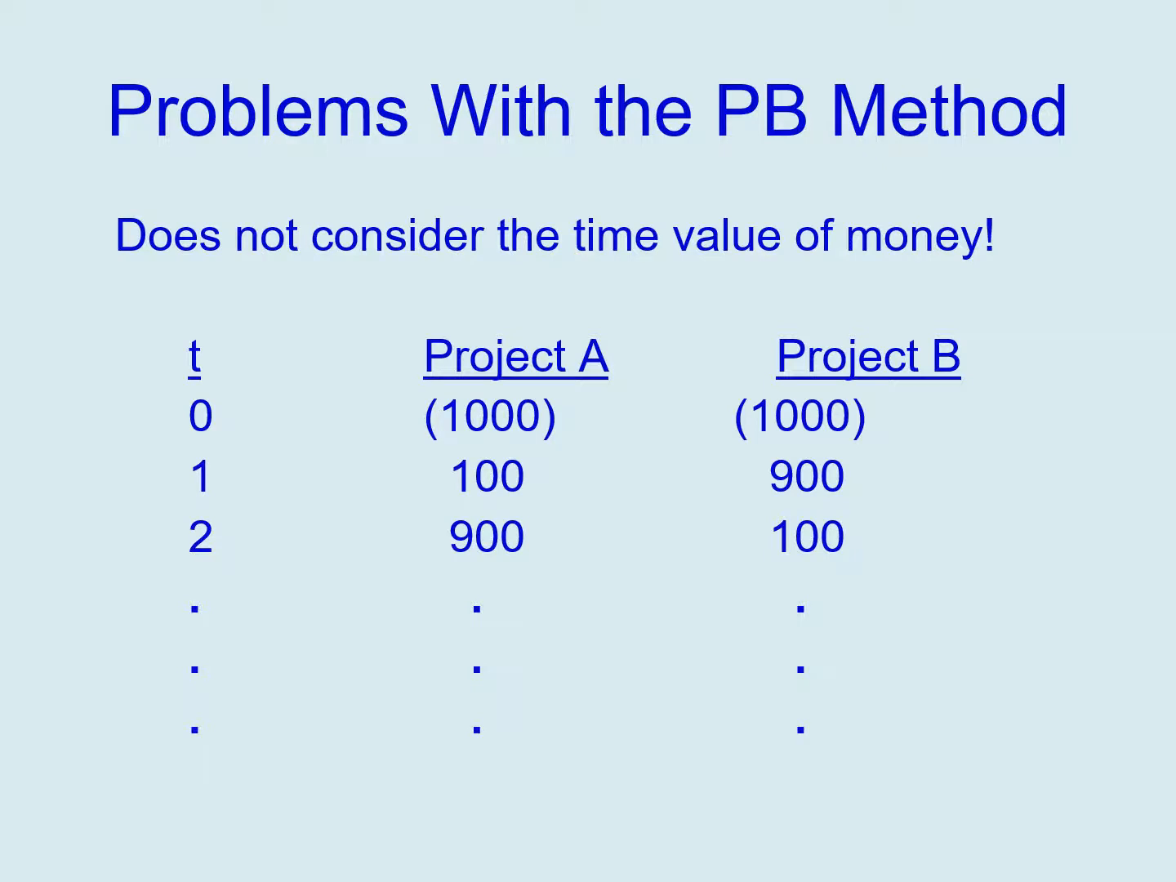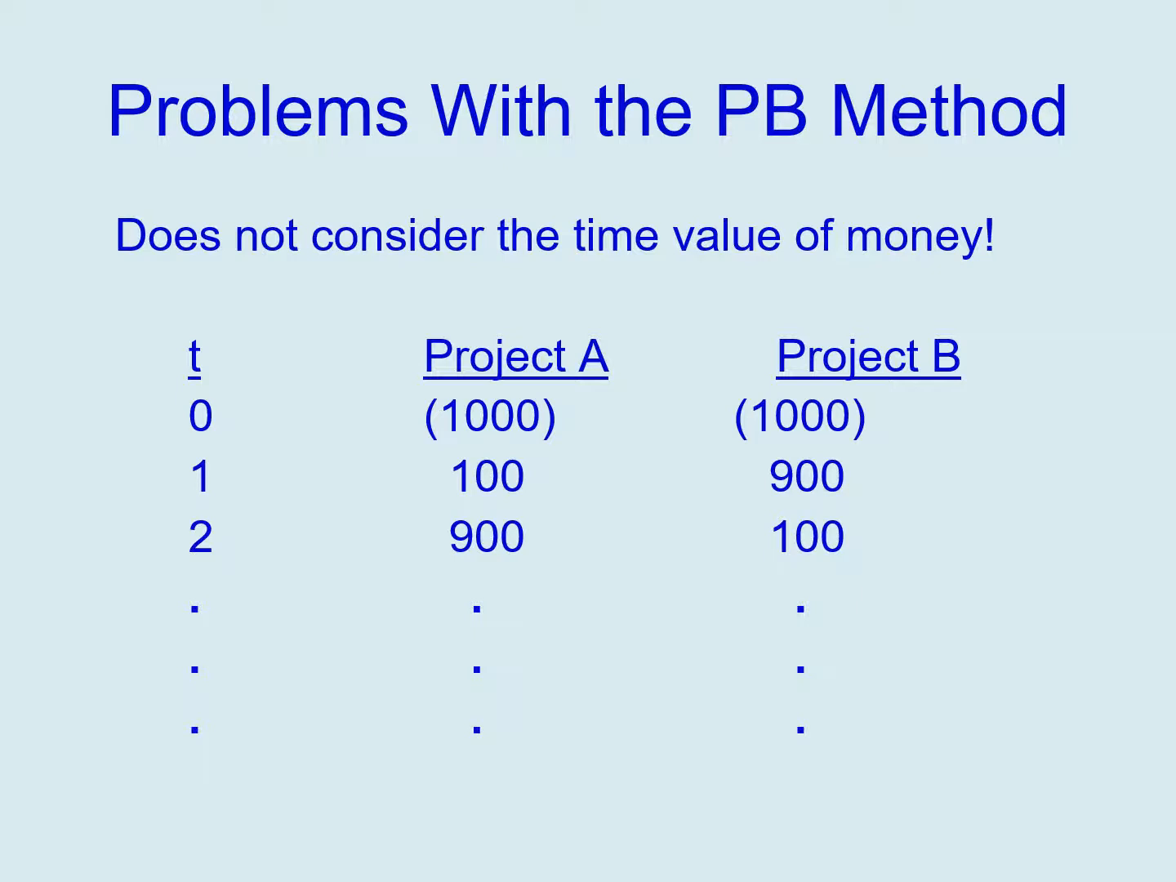The first problem with the payback method is that it does not consider the time value of money. So I have the same Project A here, which costs $1,000 and gives us 100 in year 1 and 900 in year 2. And now I made up a different Project B, which costs $1,000, and I flipped it, where it gives us $900 in year 1 and $100 in year 2. Notice if we were using the payback method, you would be indifferent between those 2 projects because they both have a payback of 2 years. So you really wouldn't care whether you invested in Project A or Project B.